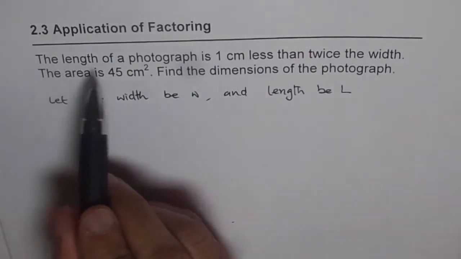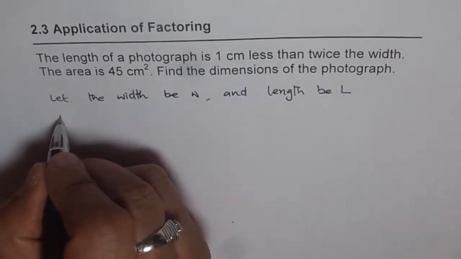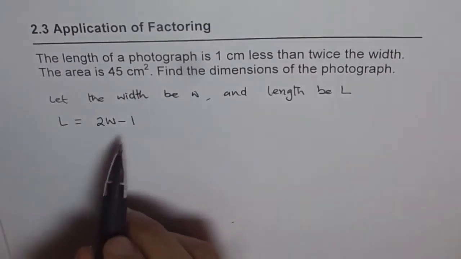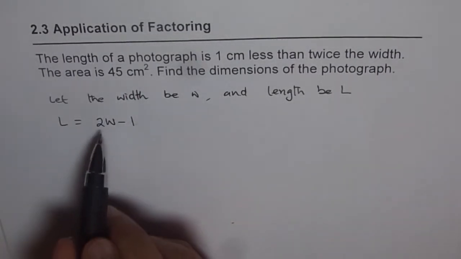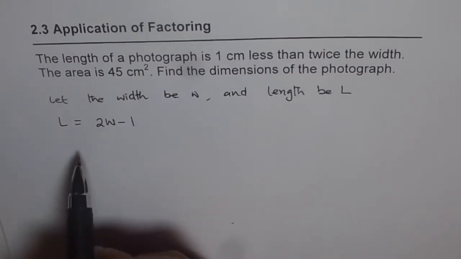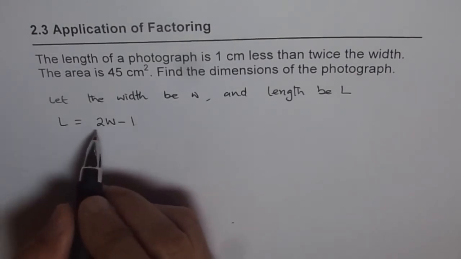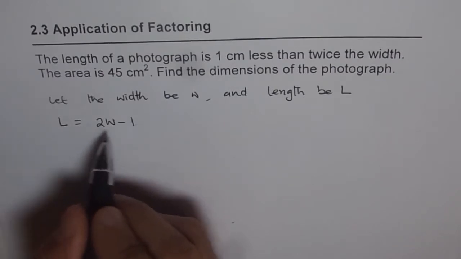It says the length of the photograph is 1 centimeter less than twice the width. In that case, length is twice the width minus 1. 1 centimeter less than twice the width. That is kind of important. Some students will write 1 minus 2W. That would be wrong, right? So that is what it is. Now if length is twice the width minus 1, then that is how they are related.